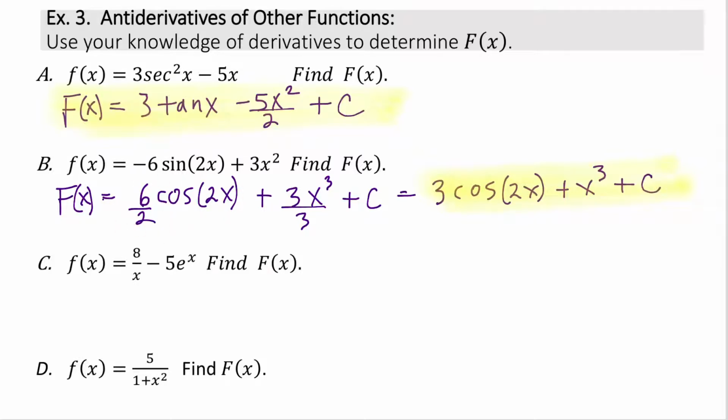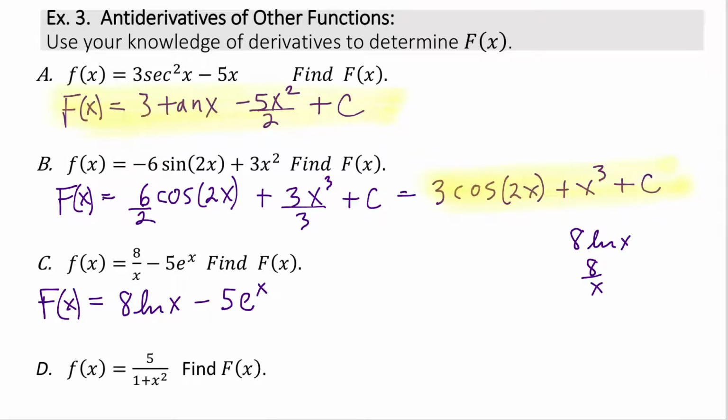All right, so now going on to the next one, I've got an x in the denominator, and how we get that form when we take the derivatives is if we start out with a natural log of x, because the derivative of 8 natural log of x would be 8 over x. All right, so we're using our knowledge. Now the next one, we've got e to the x, so we know that the derivative of e to the x is e to the x, so the antiderivative of e to the x is also e to the x. And then we have our constant.